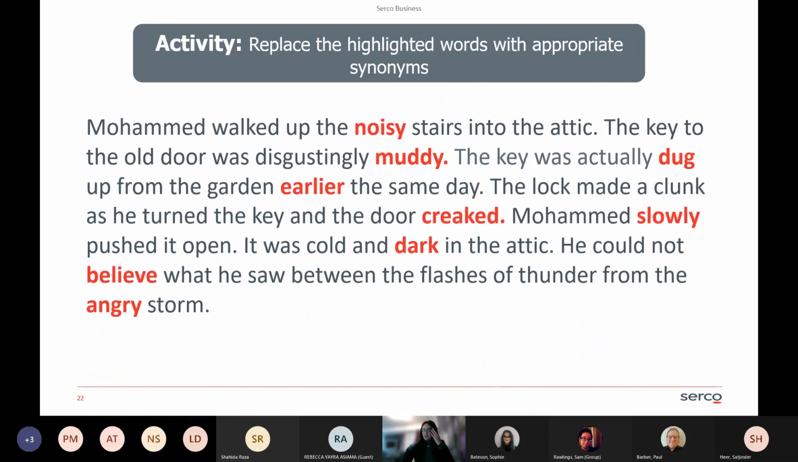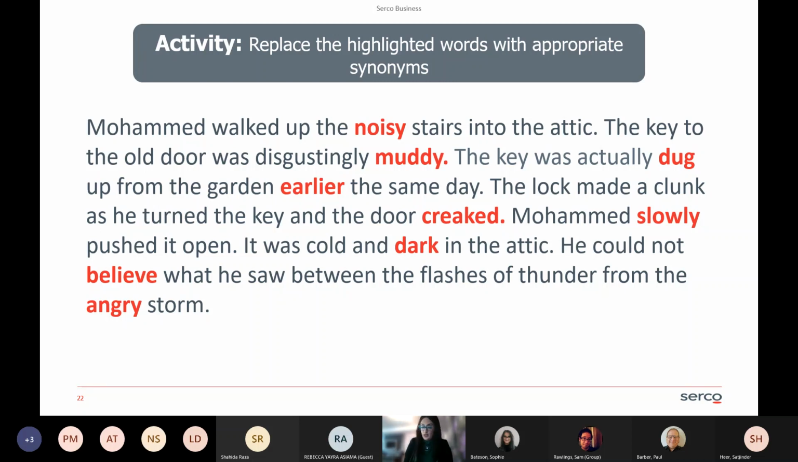Okay, so an activity, which is what I want you to do. You can write them in the chat, you can come off mute and give me a shout, or you can tell Paul and the team can pick them up. Mohammed walked up the noisy stairs into the attic. The key to the old door was disgustingly muddy. The key was actually dug up from the garden earlier the same day. The lock made a clunk as he turned the key and the door creaked. Mohammed slowly pushed it open. It was cold and dark in the attic. He could not believe what he saw between the flashes of thunder from the angry storm.